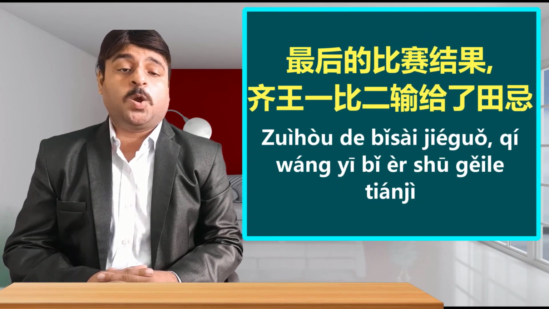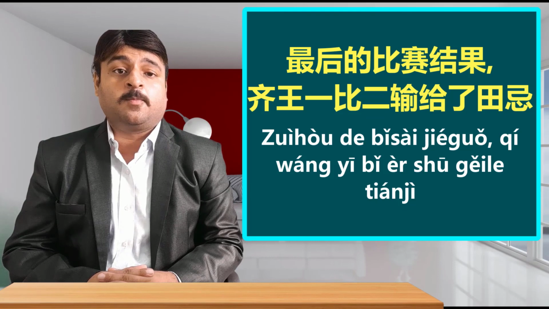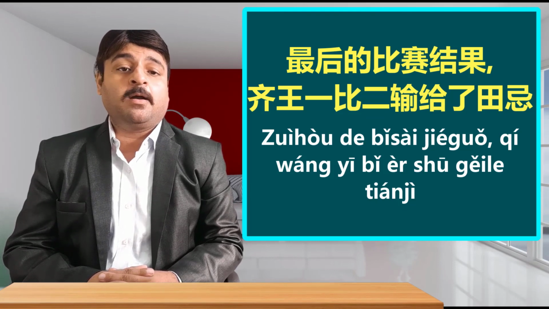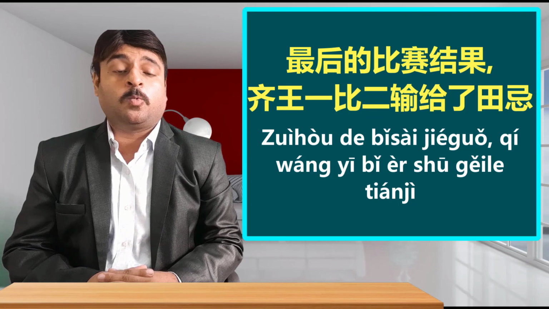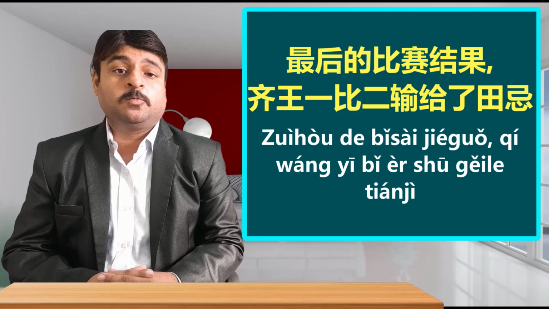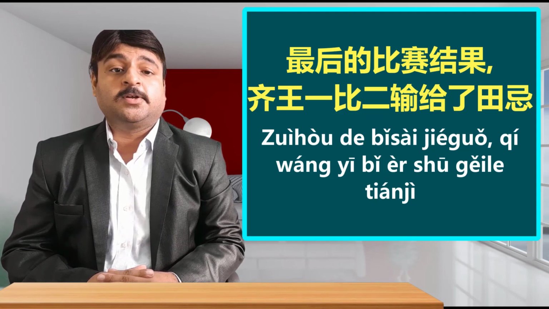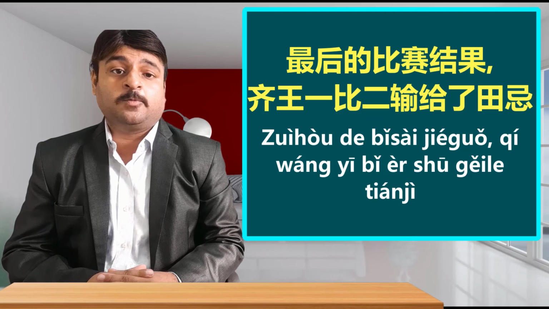The final result of the competition: Emperor Qi lost to Tianqi by 1 to 2. Emperor Qi won one race, and in the three rounds Tianqi won two races. This was the story of Tianqi's horse race, and this was lesson 41 from Elementary Chinese Reader 2.